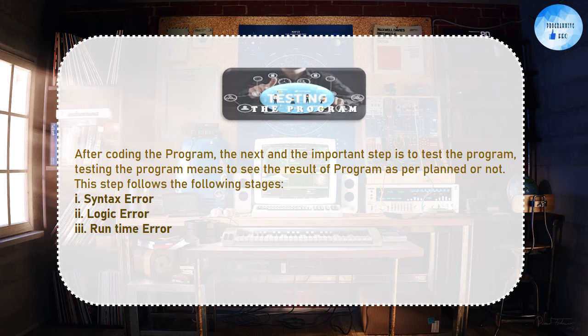Fourth step, which is testing the program. After coding the program, the next and important step is to test the program. Testing the program means to see whether the result of the program is as planned or not. This step follows the following stages. 1. Syntax error. 2. Logic error. 3. Runtime error.